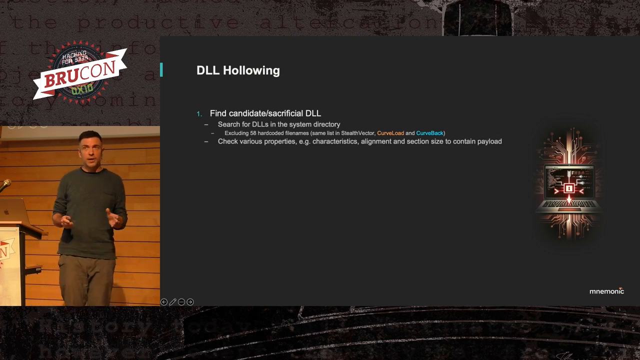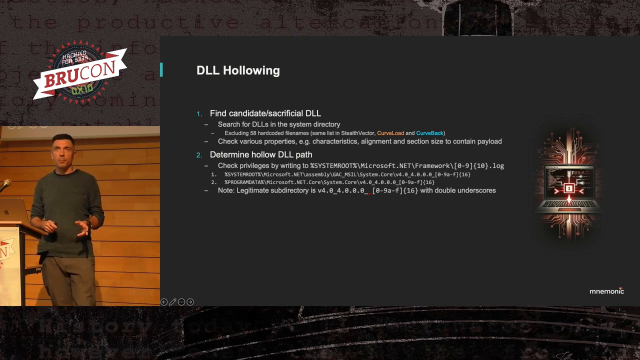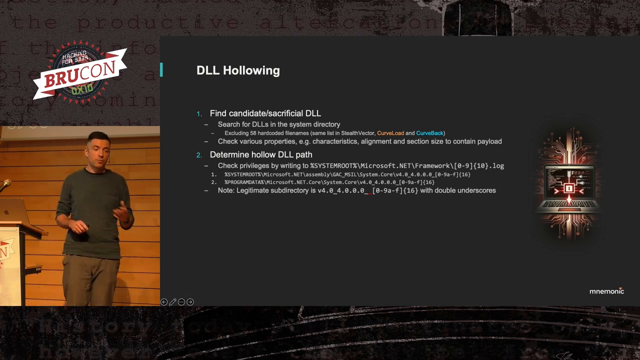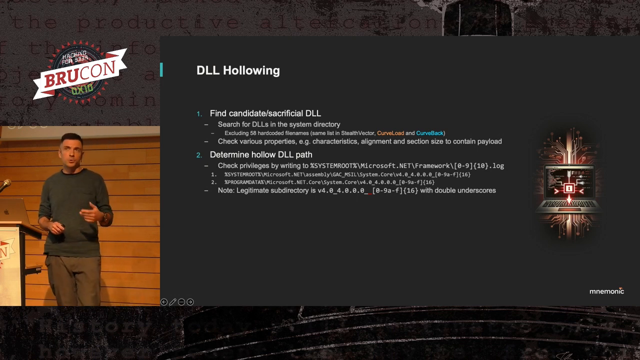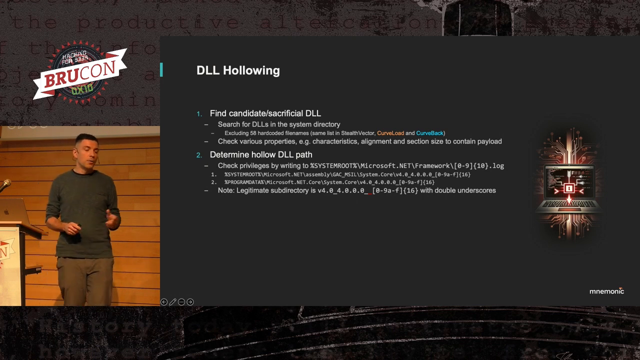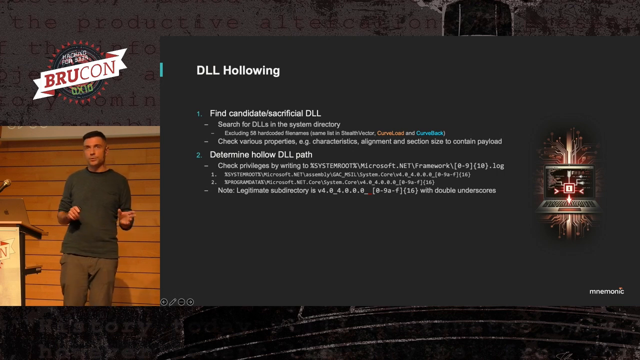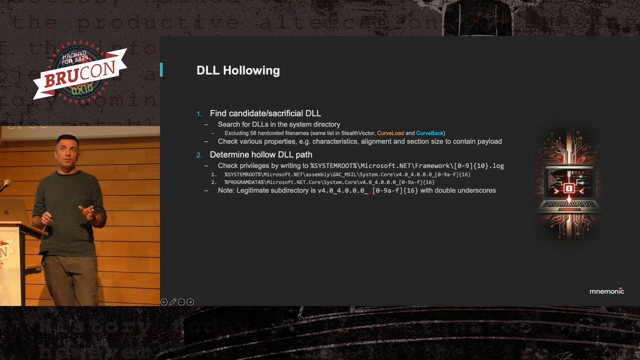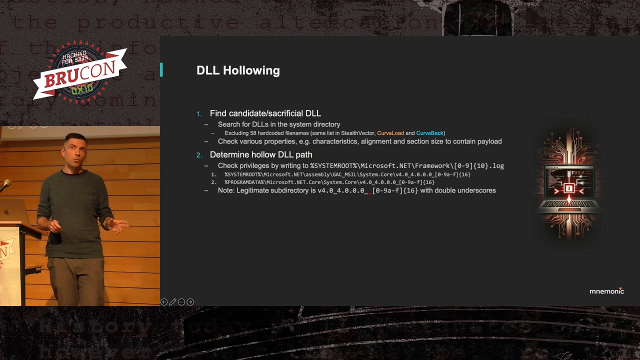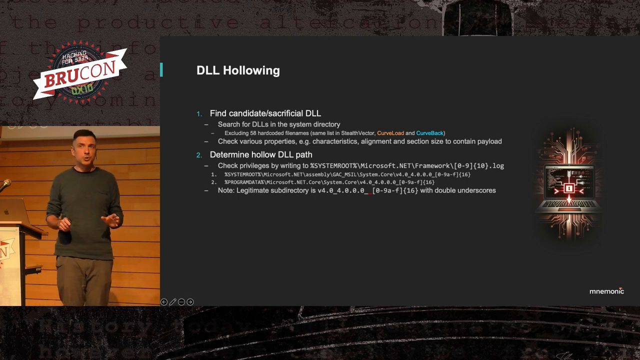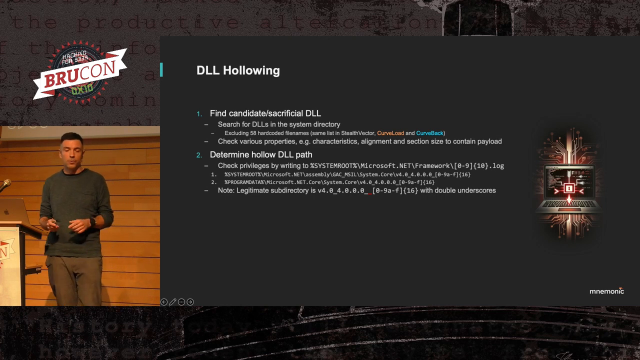Once it has found a sacrificial DLL that it can use, it will try to determine the hollow DLL path. It does that by trying to write a file to a privileged directory. If it's successful, it will use the first directory. If it's unsuccessful, it will use the other one, which requires fewer privileges. A notable thing about the final directory that they are using is that it resembles legitimate subdirectories that you would find on a clean system. However, a legitimate subdirectory will use double underscores in parts of the folder name, while they have used only a single one. So that is one of the ways that you can possibly search for possible use of either CurveLoad or CurveBack.